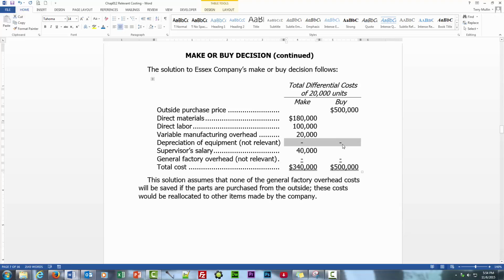The supervisor's salary is relevant because we're only going to have all of these, the direct material, the direct labor, the variable overhead, and the supervisor's salary, if we make the part. But that factory overhead, again, is not relevant. So the issue becomes, for decision-making purposes, do we spend $500,000 buying it from somebody else, or do we make it at a real cost to us of $340,000? So the answer is we're going to make it.